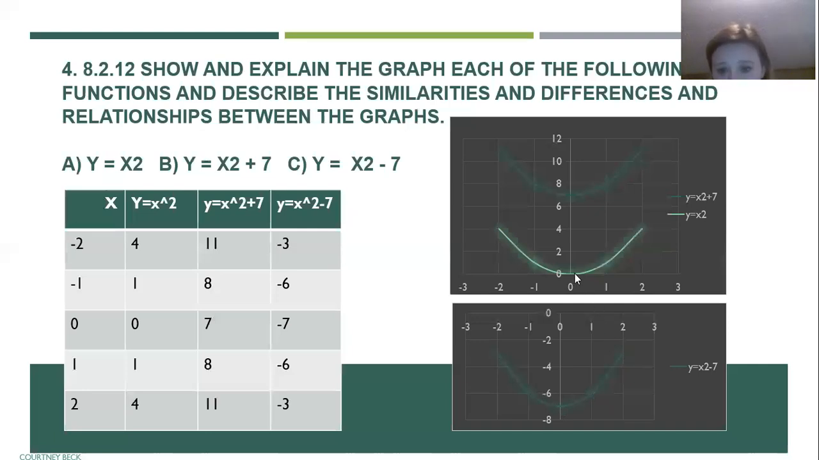And that relates to our other two graphs because we have the power of 2 right here. And since it's minus 7 to the same function, we're going to move down 7 points. Same graph, just moved down 7. And then we have the same graph, up 7.